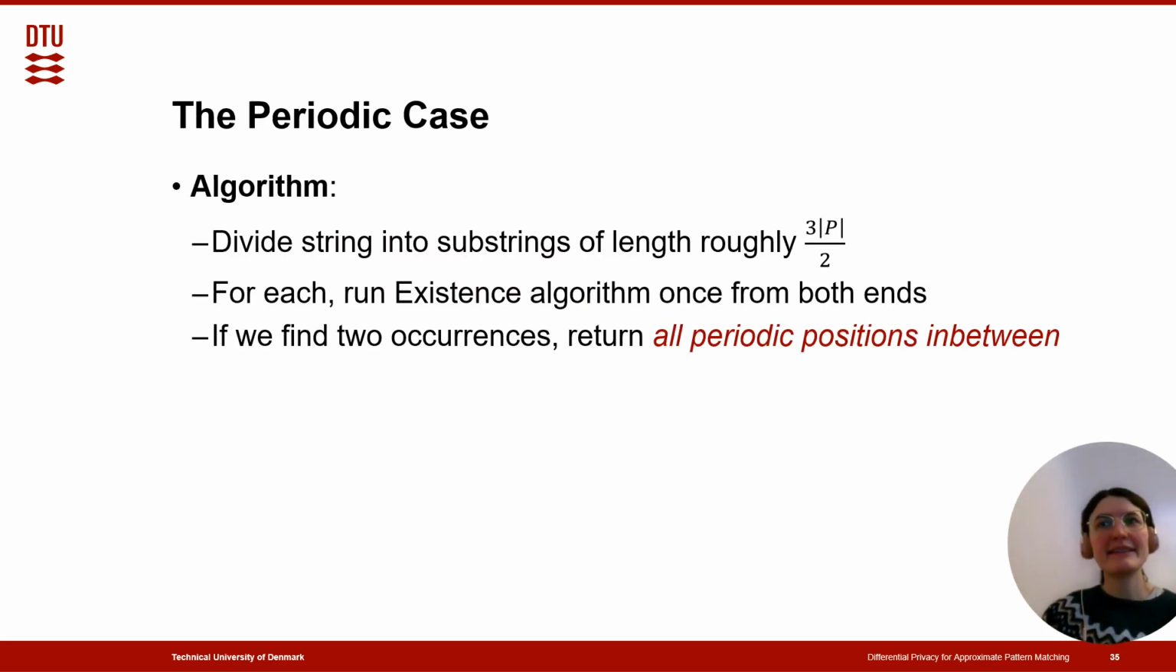So to summarize, this is our full algorithm for the periodic case. We first divide the string into substrings of lengths roughly 3/2 times the length of P. Then we run the existence algorithm once from both ends. And if both of them find an occurrence, then we report all periodic positions in between.